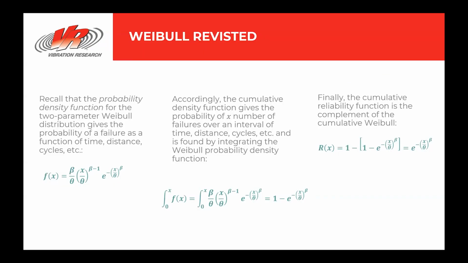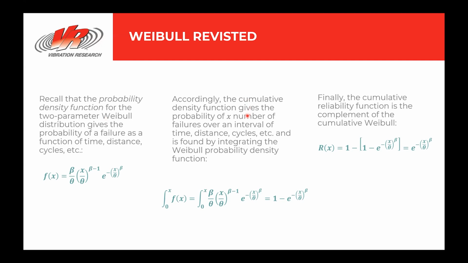Looking at the Weibull distribution again, we can recall that the probability density function for the two-parameter Weibull, which gives the probability of a failure as a function of time, distance, cycles, etc., was given by f of x is equal to beta over theta, x over theta to the beta minus 1, e to the minus x over theta raised to the beta. That's the same formula that we started out at the beginning of this webinar.